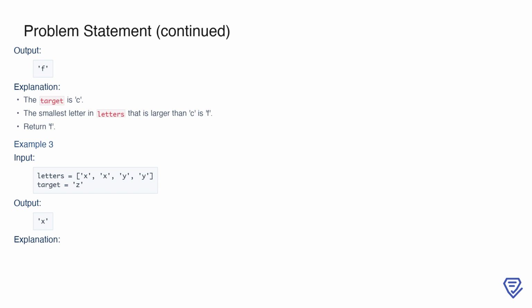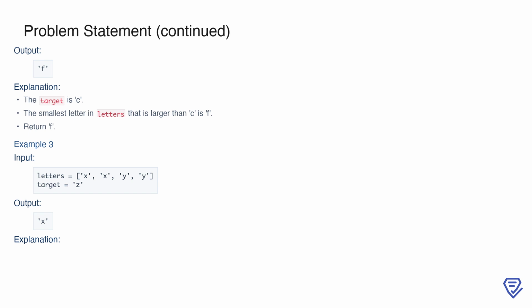Another example is when letters equals C, F, J, and target equals C. Here, the target is C. Since we are looking for the smallest letter strictly greater than C, we skip over C itself and move to the next letter in the array, which is F. Therefore, the output in this case would be F. This highlights the importance of the condition that the letter must be strictly greater than the target, not equal to it.